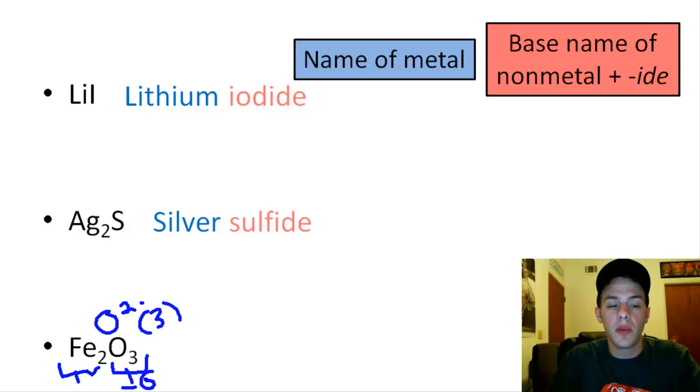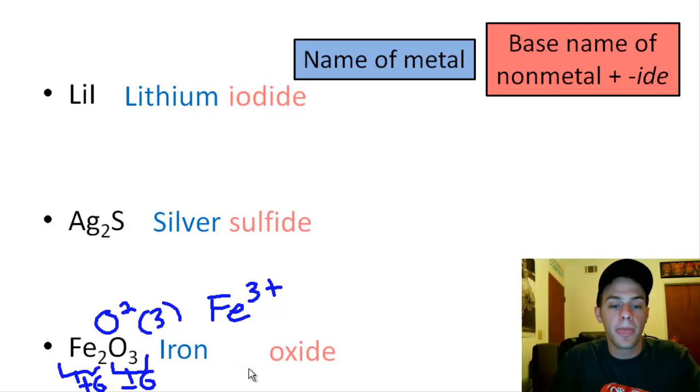So the total charge coming from the iron has to be +6, and we can see that there are 2 of them. So our iron must have a charge of +3. In other words, this is the Fe3+ ion. And the way that we name these is a little bit different. We would have our iron and our oxide, remember, the name of the metal and the base name of the nonmetal with the suffix IDE.